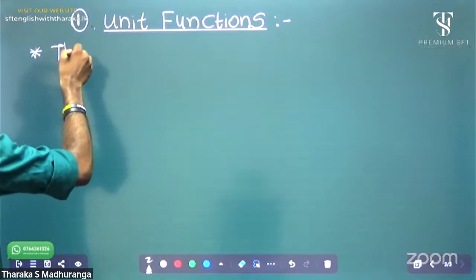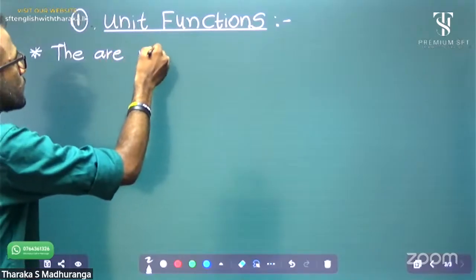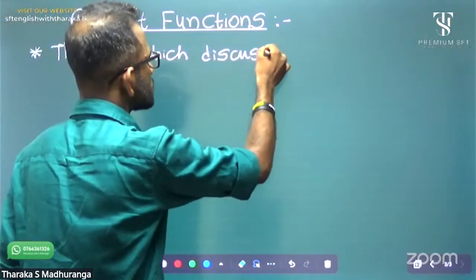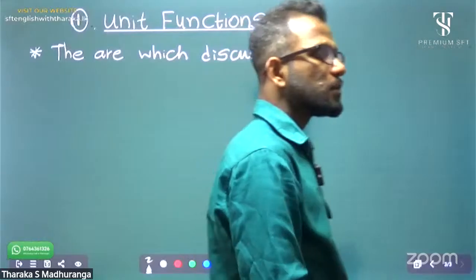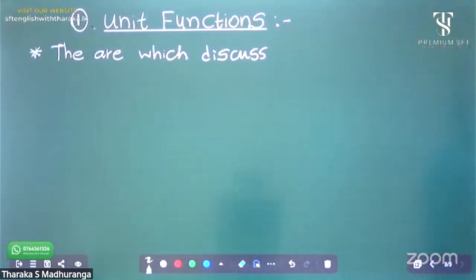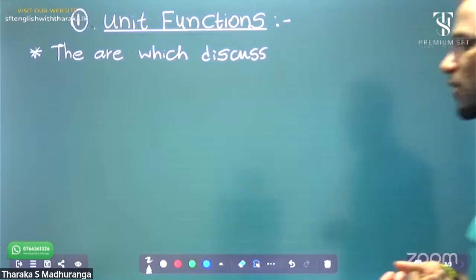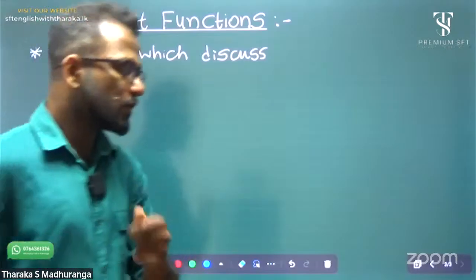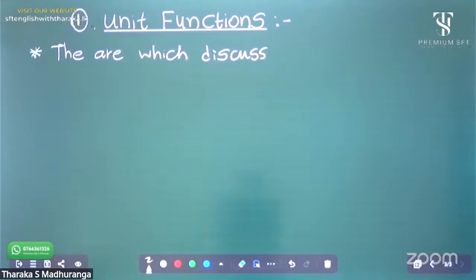The area which discusses the relationship of straight lines is called unit functions.